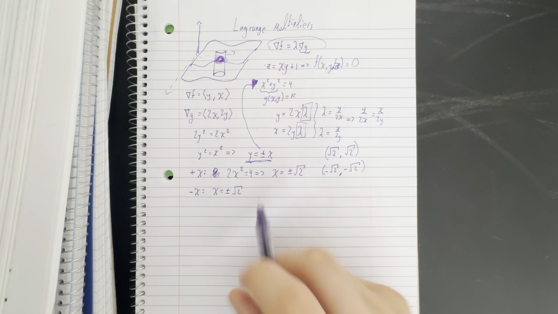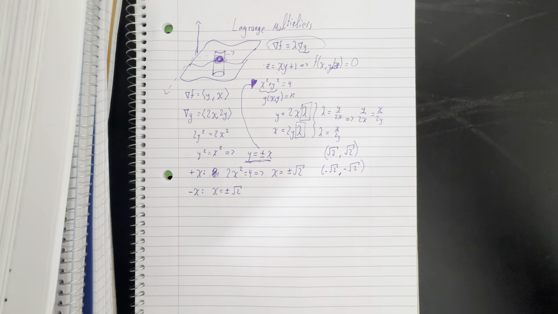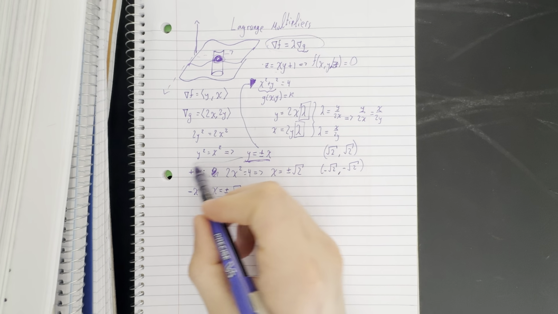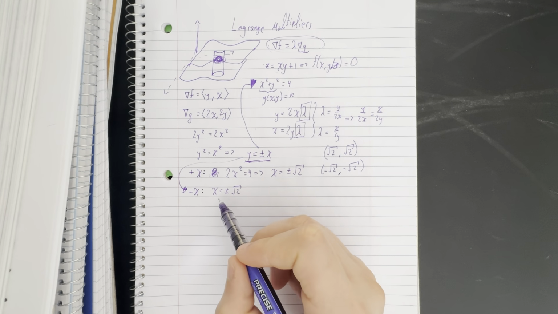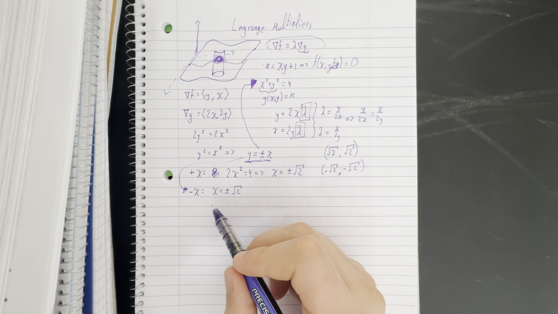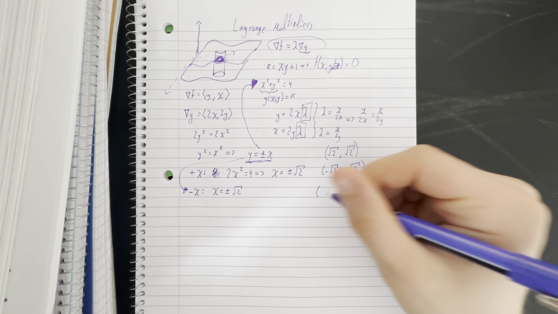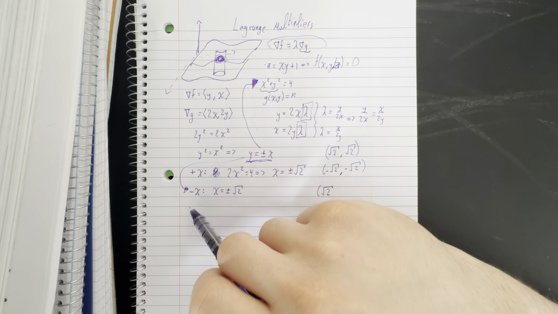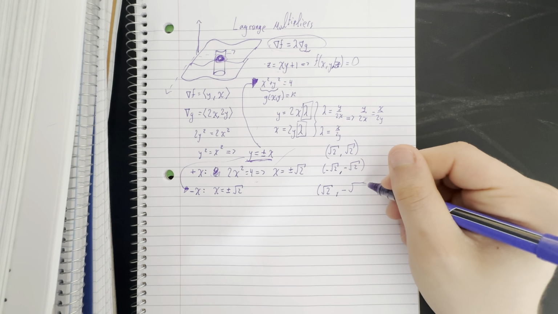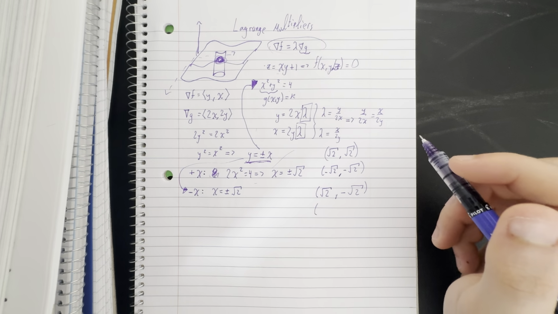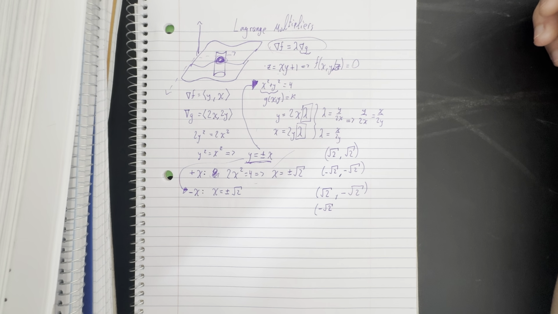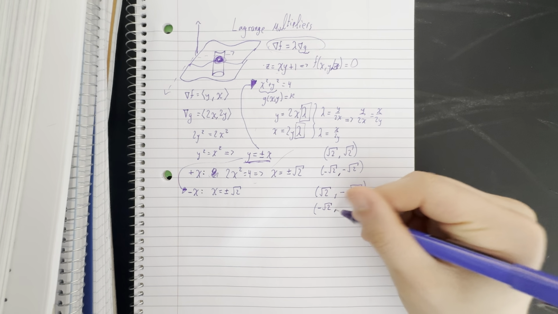Now we can do it again, but with minus. If y is negative x, then we go down this path. And again, we get that x is plus or minus root 2. So let's choose plus root 2. But y is negative x, so y is going to be negative root 2. And if we do the other one, if we say that x is negative root 2, y is negative x, so it's going to be positive root 2.